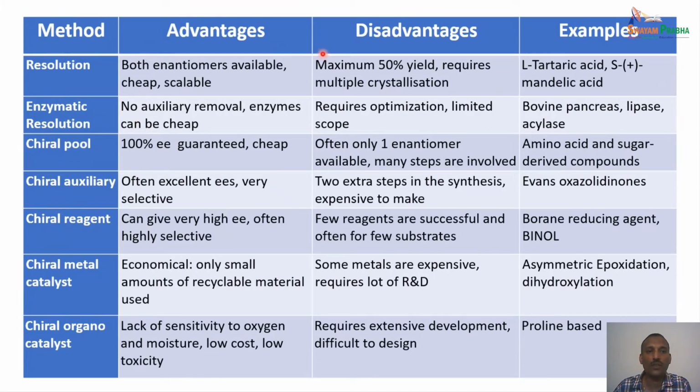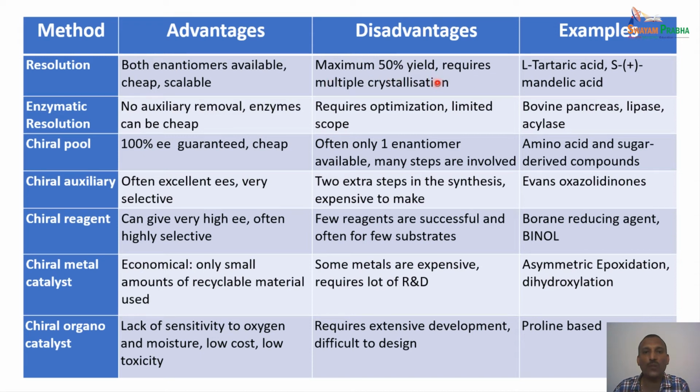Let us look at some of the advantages, disadvantages, and examples of the methods we have seen so far. The first one is resolution. Here the advantage is both the enantiomers are possible, because using the resolution method we can get both the isomers. This is cheap, and many times this is scalable. Industrially we can scale this reaction. But the major disadvantage is we actually lose 50% of the other isomer when we do the resolution. Only one of the isomers is obtained, so the maximum yield is only 50%.